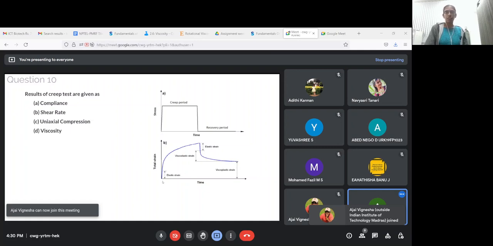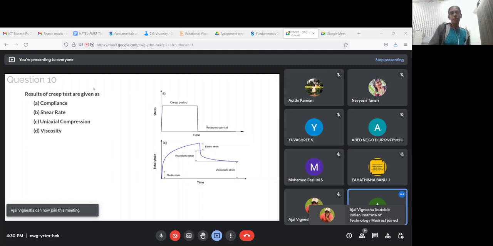So it first shows an elastic strain, that is a sudden increase. Then you have a gradual increase because of the viscous nature. The moment you remove the stress, you will have again a sudden decrease, and then a gradual decrease because of the viscous nature. So this is like a typical profile of a viscoelastic fluid. Whether you keep the stress constant or whether you keep the strain constant, you will have a gradual increase instead of a sudden drop or a sudden flow.